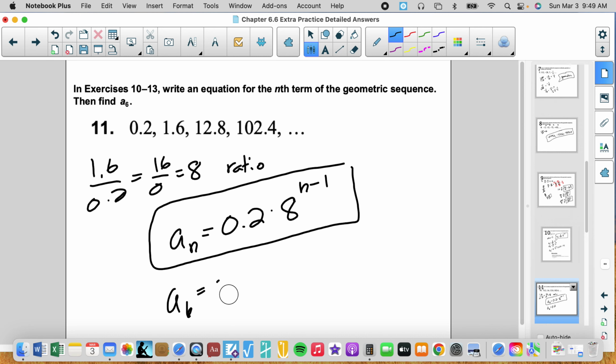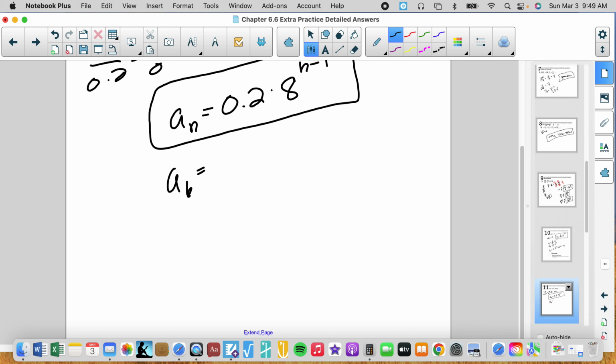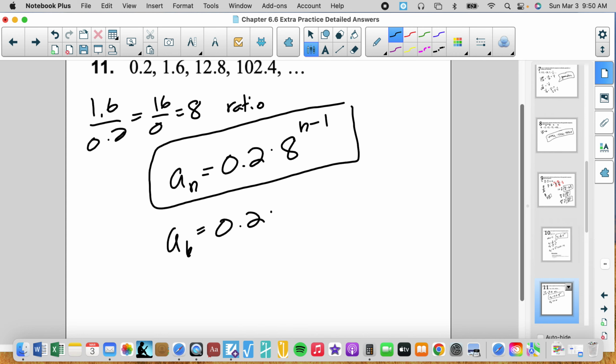0.2 could be 1/5. That doesn't really help me. Yeah, 0.2. I don't think we're going to be able to find any shortcuts. 8 to the 6 minus 1. a sub 6 equals 0.2 times 8 to the 5th. Yeah, that's not a negative exponent. 2 in the denominator, that's 10.